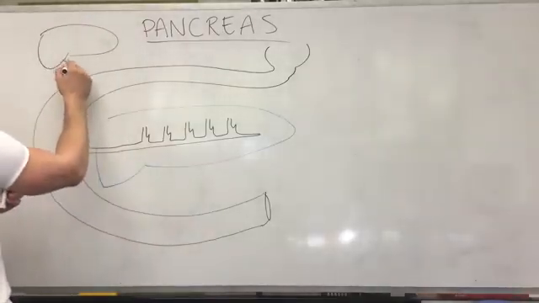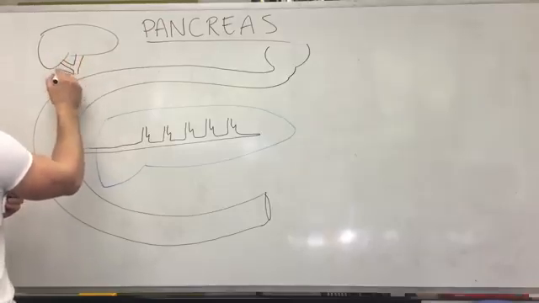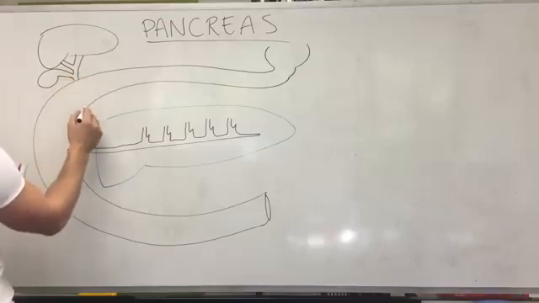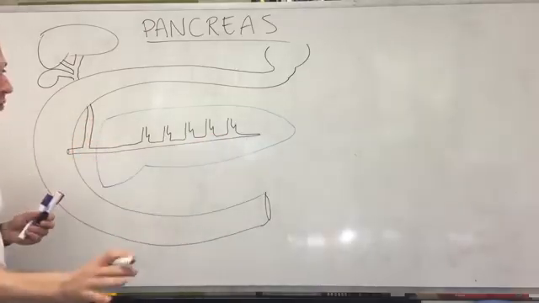And we're going to draw two ducts that come off the liver like this. And then we're going to have the gallbladder. And then we're going to have another duct that comes in behind. And this is going to be the duct that connects up with the duct of the pancreas. All right, a couple of other things.